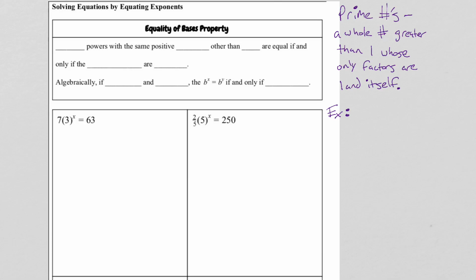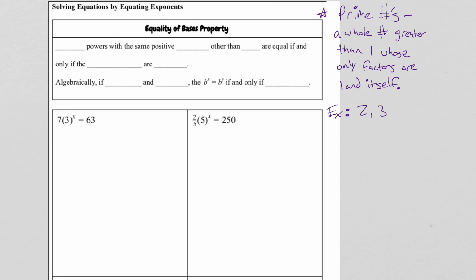So in section 15.1, using graphs and properties to solve equations with exponents, we have to start off with a little bit of a precursor lesson. If you're in my intervention class, we did this a little bit earlier in the year, and that was prime numbers. So a prime number is a whole number greater than 1 whose only factors are 1 and itself. And I'm going to give you some examples.